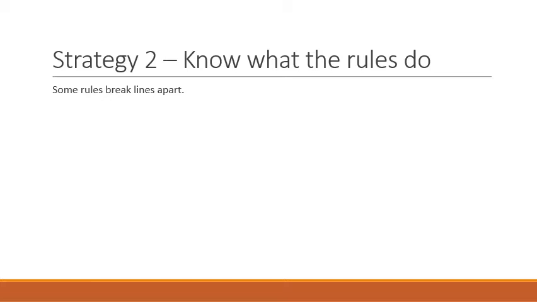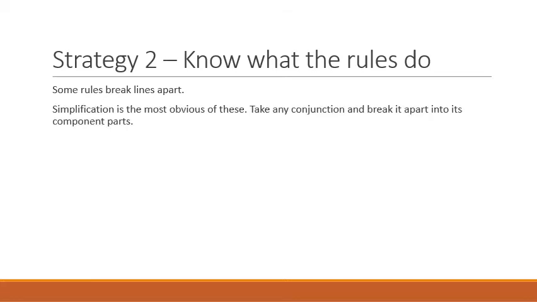break things apart. And the most simple version of this is something that I've already mentioned, which is simplification. So simplification will take any conjunction, right? And bear in mind what we're talking about is when the main connective is a conjunction. So if the main connective of your sentence is a conjunction, then whatever the two things are that are being conjoined, you can break it apart. You can always break apart a conjunction into its component parts, right? That's just what simplification does.